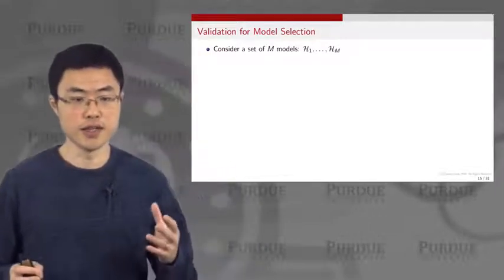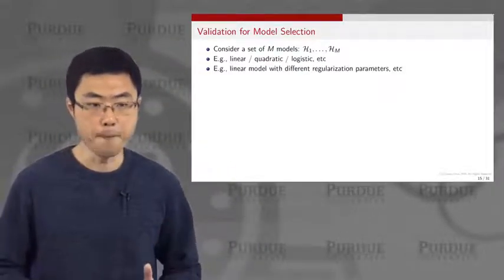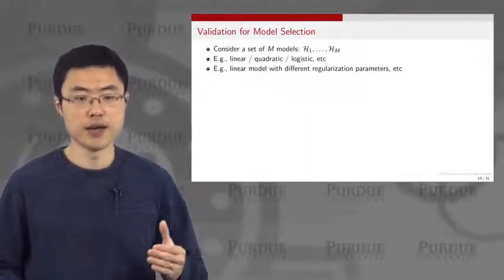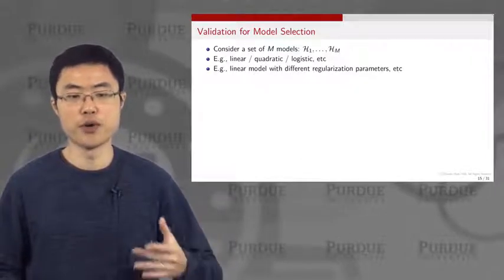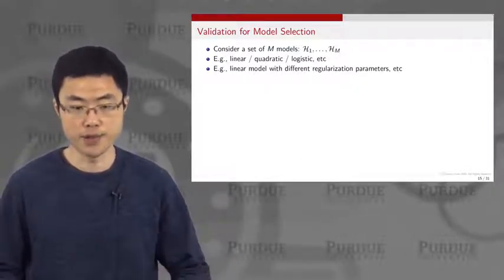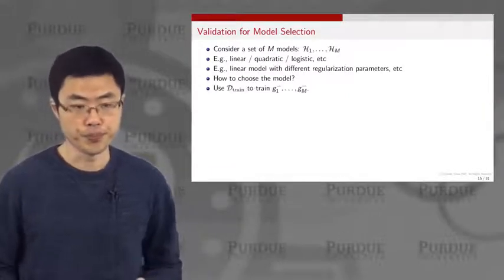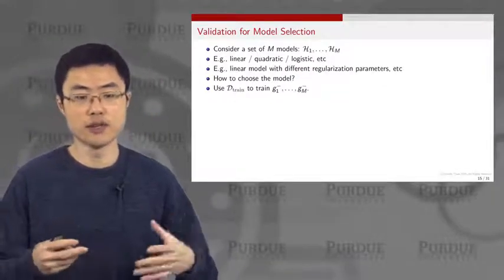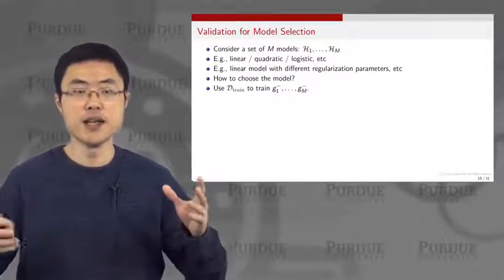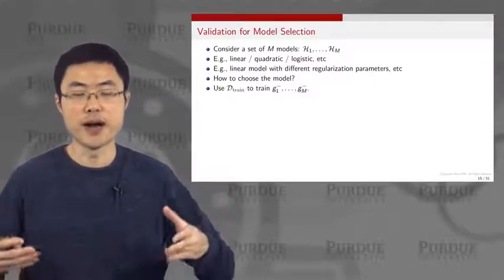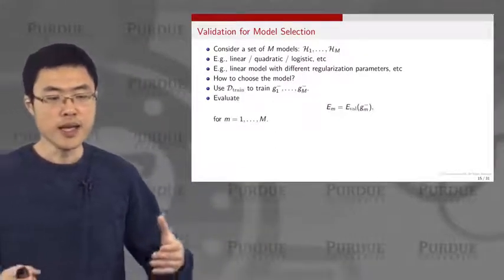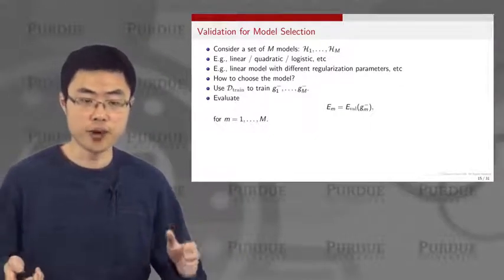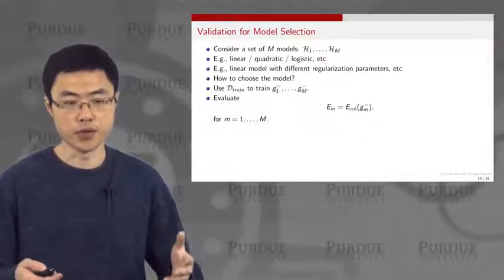Let's consider a set of M models, H1 through Hm, and these models can be quadratic, can be linear, can be logistic. And each model has different model regularization parameters, and you want to choose a model. So you use the training sets to train, and then you find G1 through Gm minus. These are the hypotheses that can be returned by the different models. Then you evaluate the validation score for each hypothesis returned by these models.